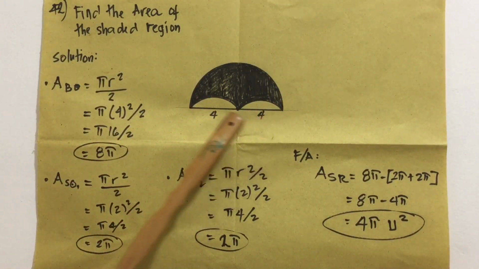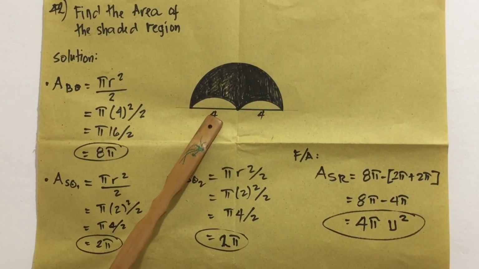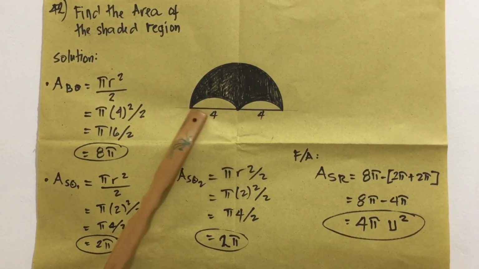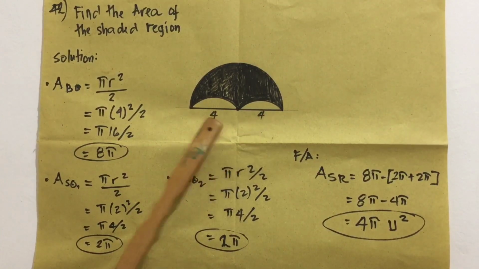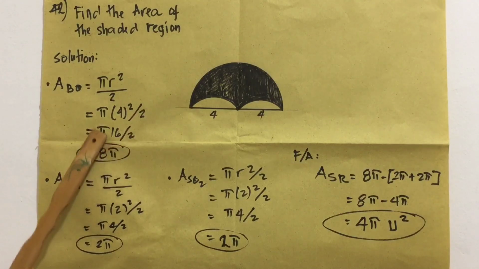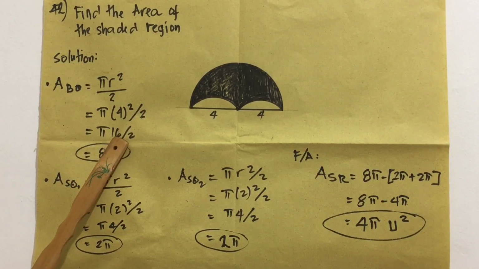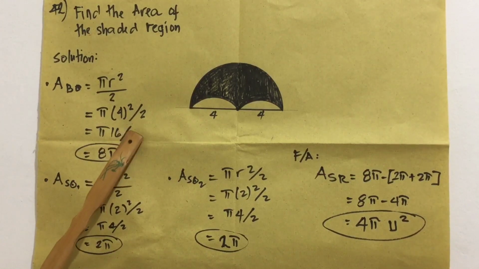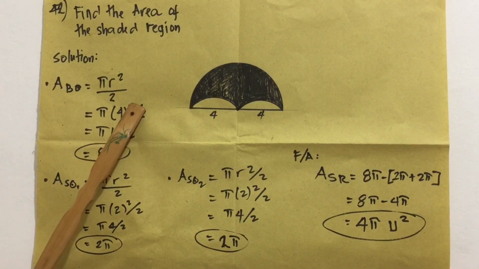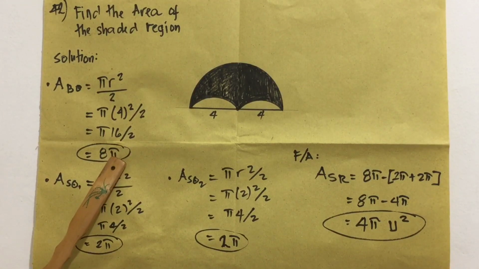If this is the diameter, so the half of the diameter is 4. Because we have here 8 as the diameter, the half of that is 4. So our radius is 4, then squared, divided by 2. We have 4 times 4, we're going to extract the exponent, becomes 16, and divided by 2. No need to multiply 4 times 2, that's wrong. So the result is 8 pi.